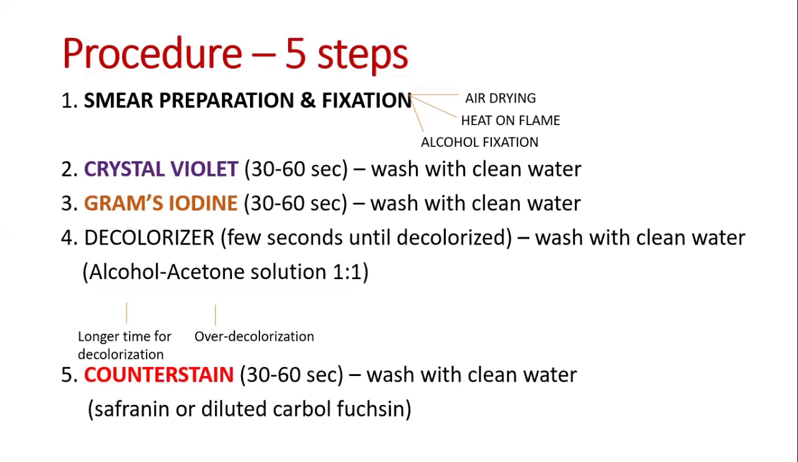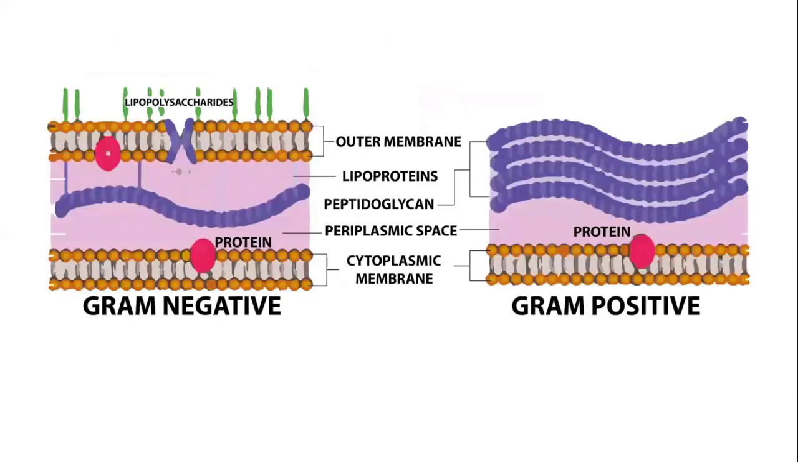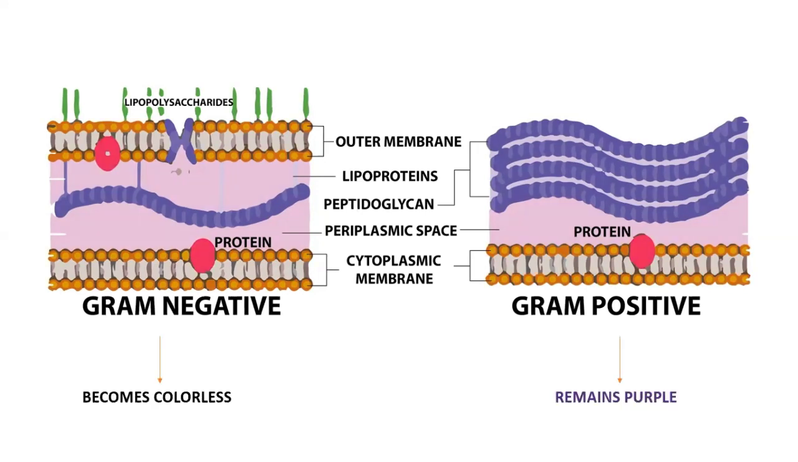So what actually happens is that decolorizer extracts the purple dye complex from the lipid-rich, thin-walled, gram-negative bacteria to a greater degree than from the lipid-poor, thick-walled, gram-positive bacteria. So gram-negative organisms appear colorless, whereas the gram-positive bacteria remain purple. The red dye, safranine, stains the decolorized gram-negative cells red or pink, and the gram-positive bacteria remain purple.